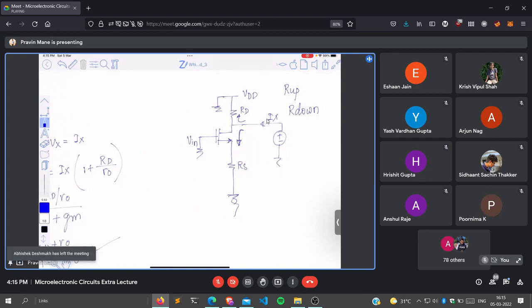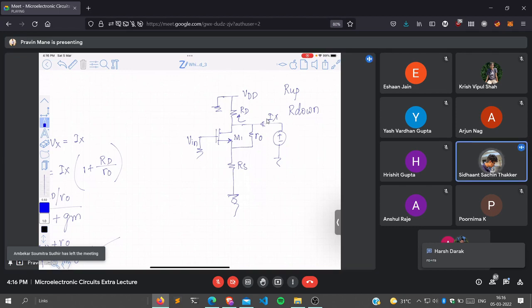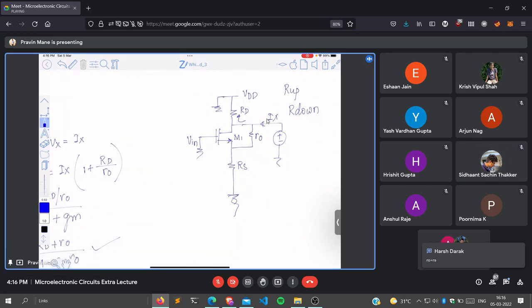What is the resistance in the downward direction? If RO is there, what is the resistance in the down direction? Looking from the source terminal, it is a source degeneration, right? It is a source degeneration. So this resistance will be gm. No, that's the problem now.